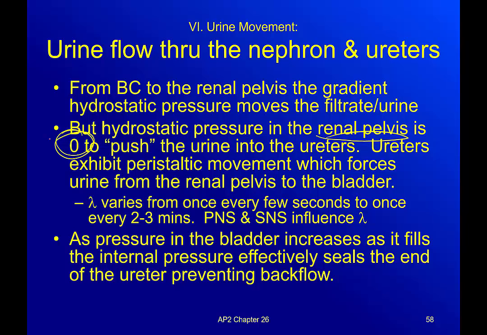Remember what I said about there being smooth muscle there. Those peristaltic contractions that I've been talking about are what actually forces the urine from that renal pelvis where the pressure is 0 into the bladder. Frequency of those contractions varies. It can be once every few seconds to once every 2 to 3 minutes. The parasympathetic and sympathetic nervous system will influence that frequency. If I'm in rest and digest, it'll get higher. If I'm in fight or flight, it'll get lower.